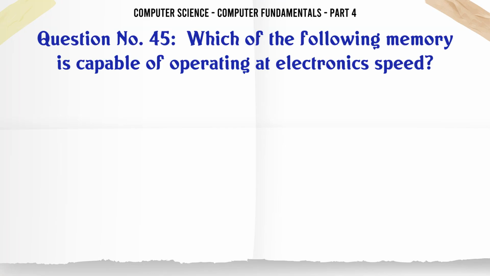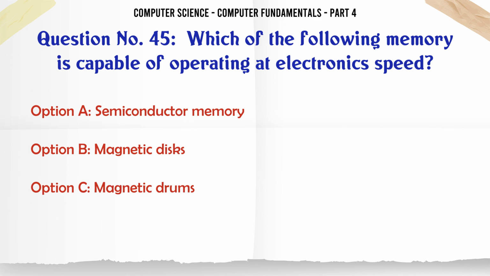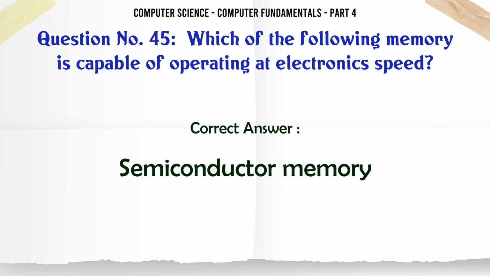Which of the following memory is capable of operating at electronics speed? A. Semiconductor memory, B. Magnetic disks, C. Magnetic drums, D. Magnetic tapes. The correct answer is semiconductor memory.